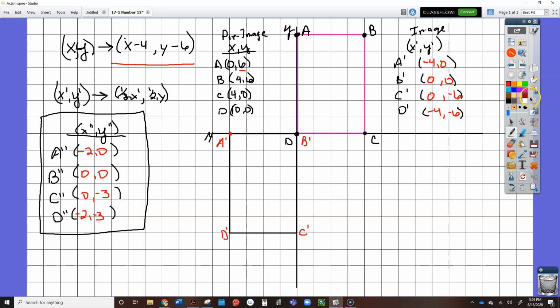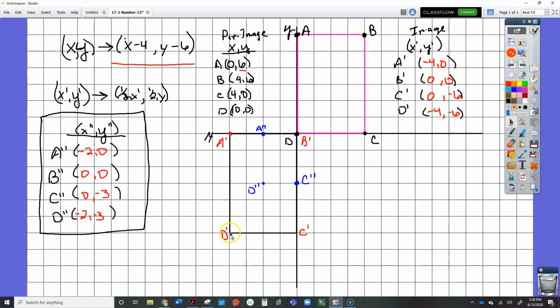So if you go over here and plot these points, and I'll plot them in blue, you've got the point negative 2, 0, and you've got the point 0, 0. This is A prime prime. And then you've got 0, negative 3. That's C prime prime. And then you've got negative 2, negative 3. That's your D prime prime. Okay, so that's calculating the coordinates algebraically, using your rule.